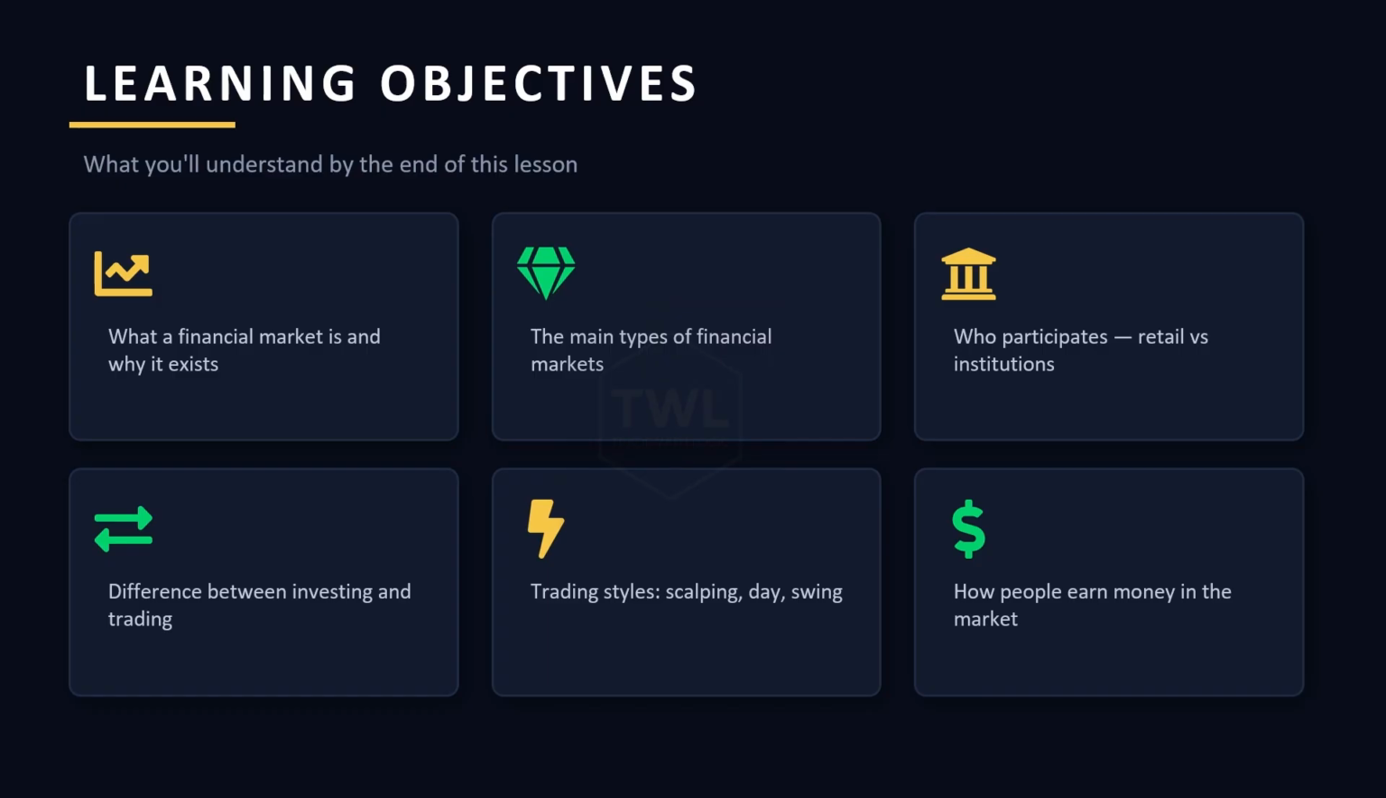By the end of this lesson, here's what you're going to walk away with. You'll understand what a financial market actually is and why it even exists. You'll know the main types of markets out there because trading isn't just stocks, it's a whole world. You'll learn who you're really trading against, retail traders like us versus the big institutions. We'll also clear up something a lot of beginners mix up, the difference between investing and trading. And finally, you'll get familiar with the basic trading styles and how people actually make money in these markets. Sounds like a lot, but I promise, by the end, this is going to feel simple.